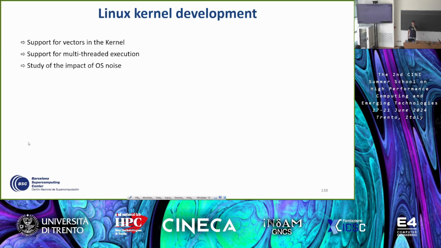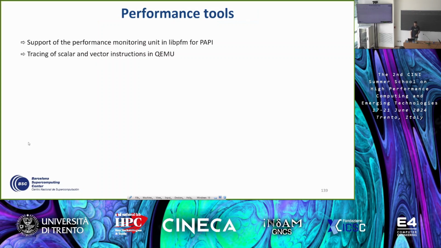And then the Linux kernel development, right? For example, support for vector in the kernels. Right now the kernel, I think, runs scalar. Support for multi-threaded execution, the study of the OS noise, the support for hardware counters, which is not in this slide, but hardware counters are really important if we want to measure something. And the performance tools that I mentioned at the beginning. And I think this is it. We have 1 minute for your questions.